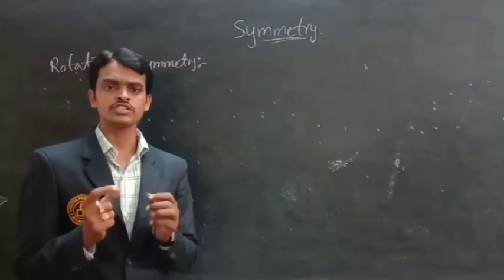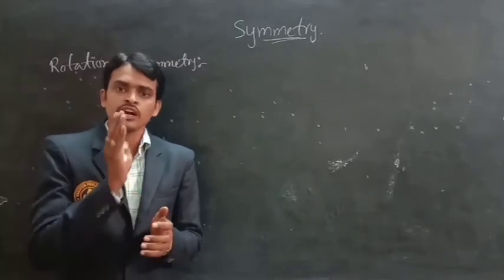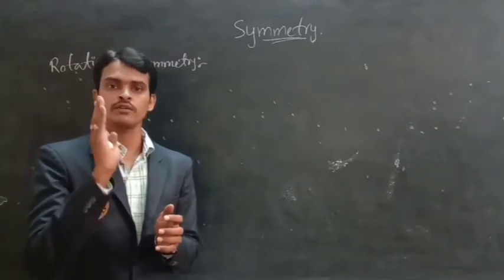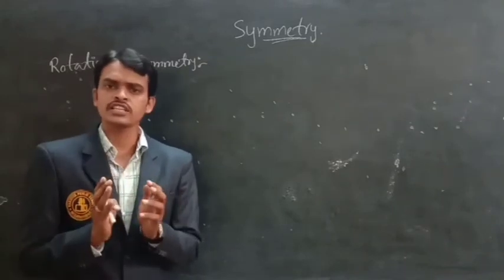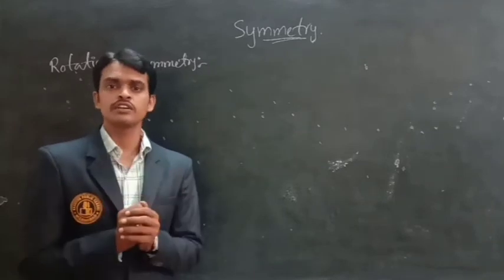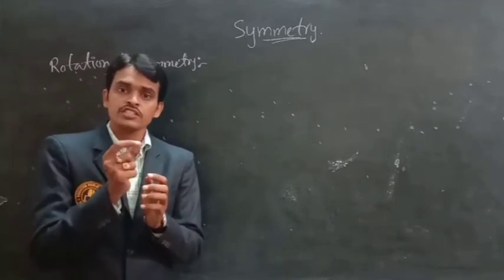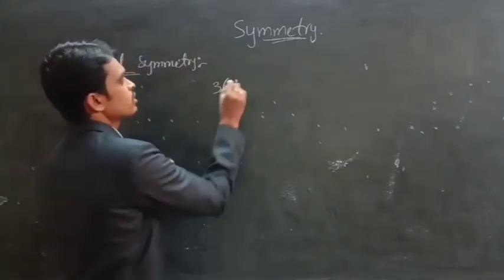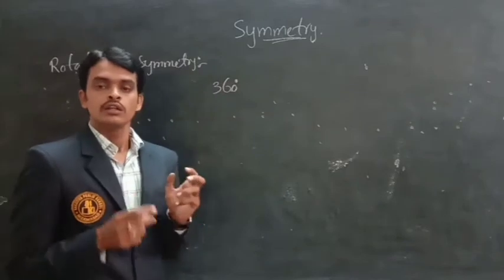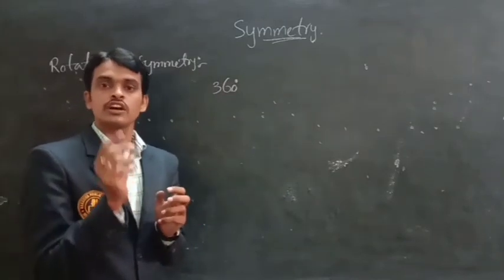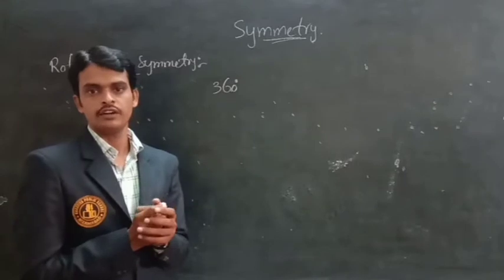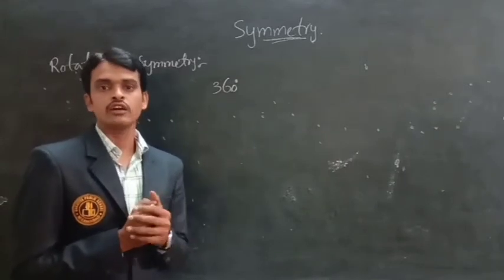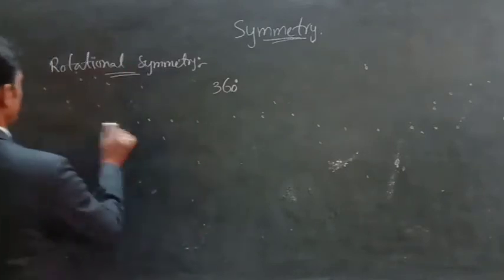All figures have rotational symmetry. If we rotate a figure completely through 360 degrees, it is called order of rotation 1. Now, next, angle of rotational symmetry.